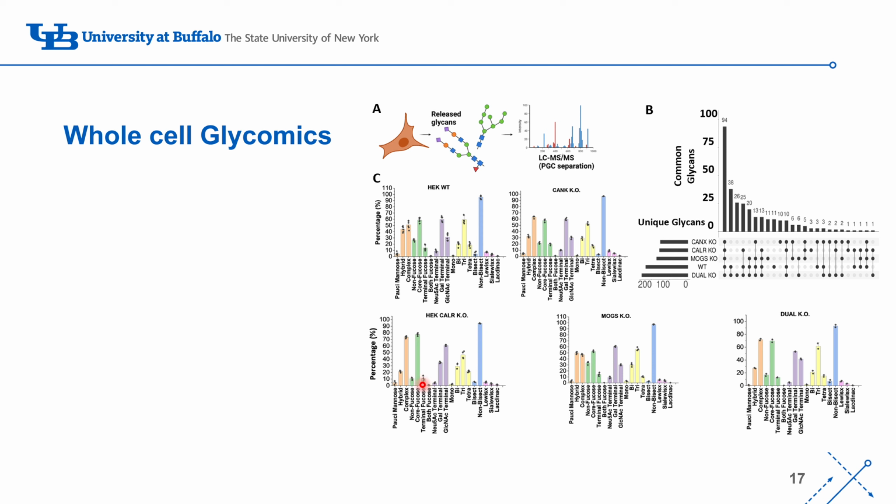Whereas in the calreticulin knockout, there is an increase in the amount of core fucose also. So core fucose structures are more abundant in the calreticulin knockout. So fucose structures are more probable of passing through in the calreticulin knockout compared to the other structures.